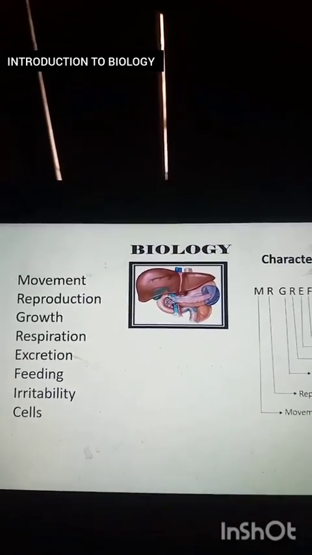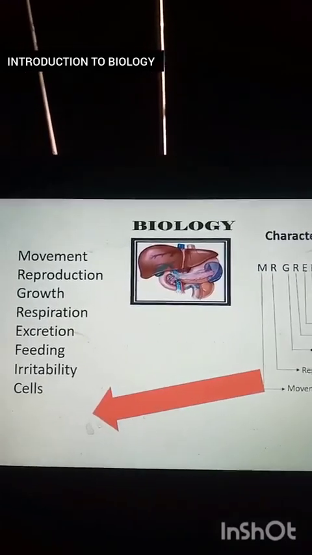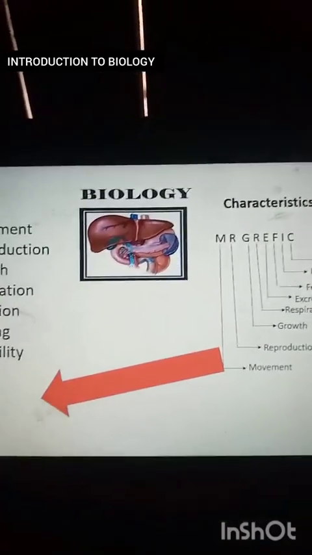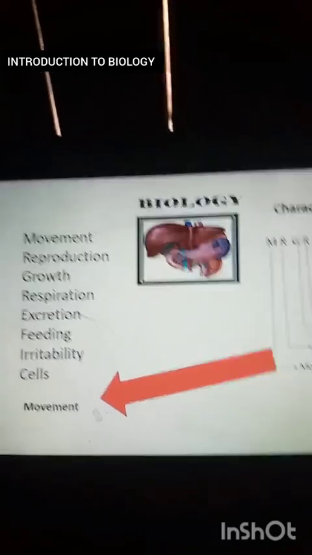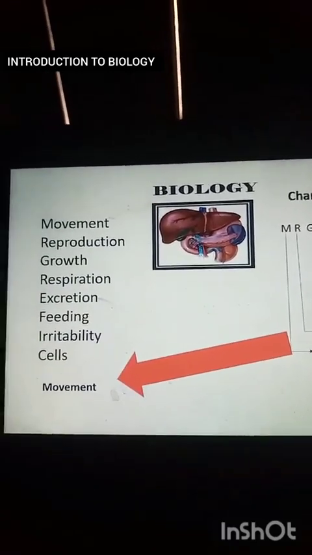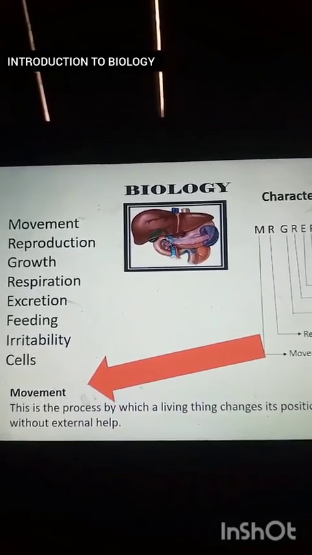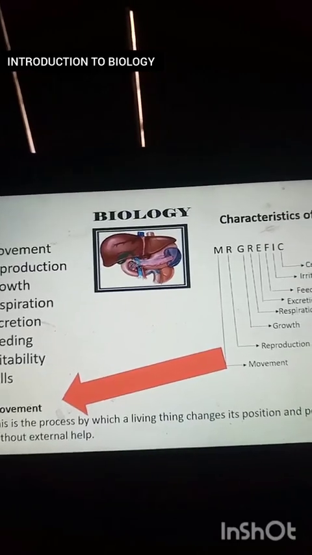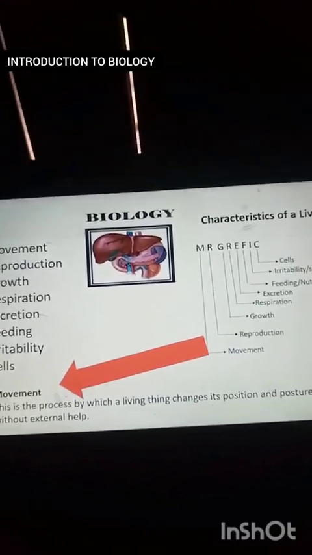All right, we proceed to the next part where we are going to look at these 8 characteristics in detail. We'll start with movement. So what is movement? Movement is simply the process by which a living thing changes its position and posture without external help.